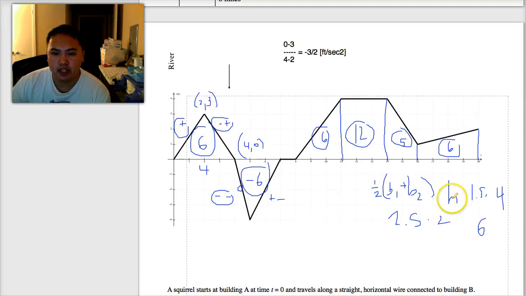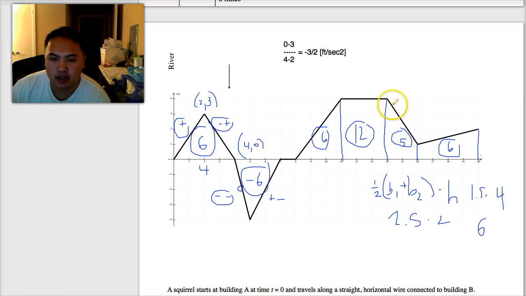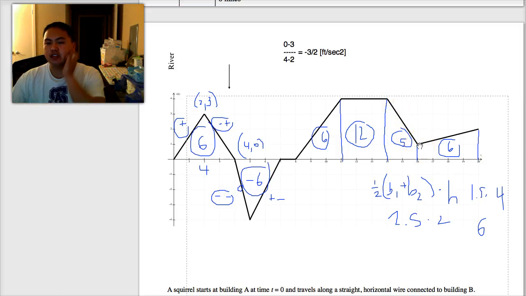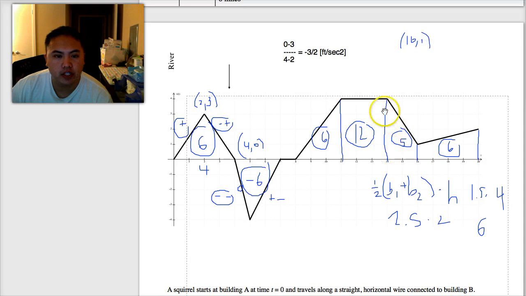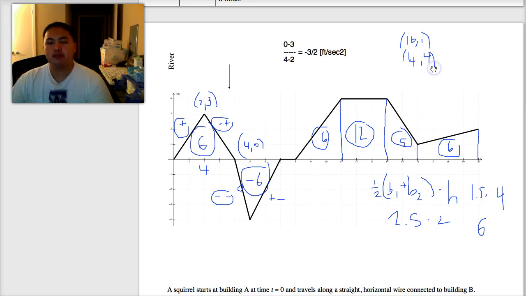From 14 to 16, I need to find the equation of a line. So here's my line, right? And it's been a while since you guys had to craft an equation of a line. Okay? So what I'll do is I'll take 2 points. At 16, it's 16, comma 1. And at 14, it's 14, comma 4. So find the equation of a line. It might have been a while.